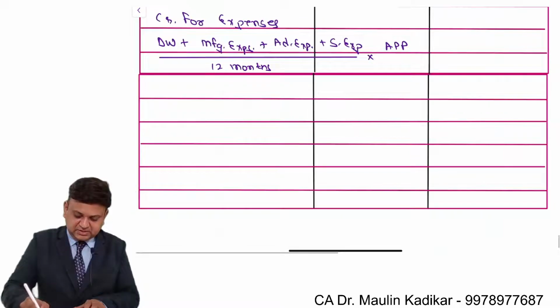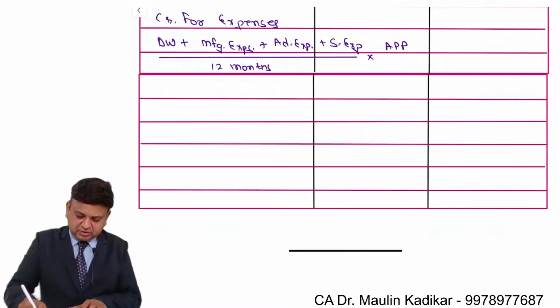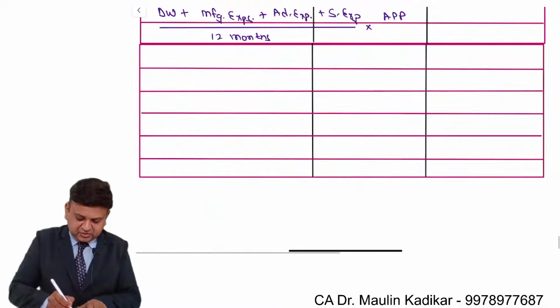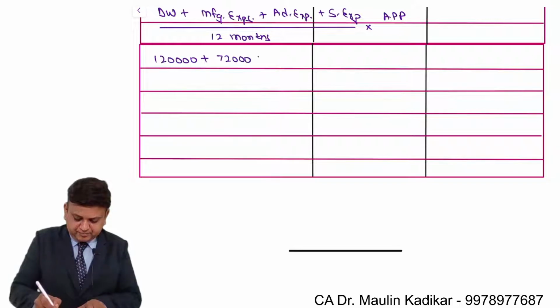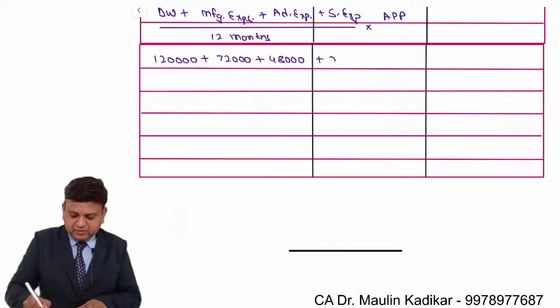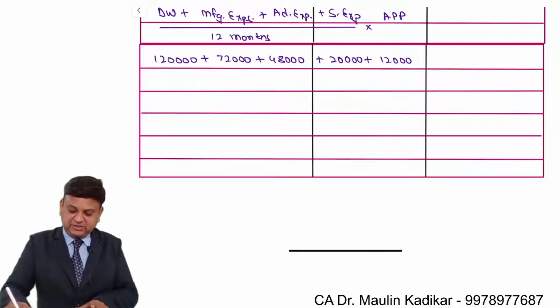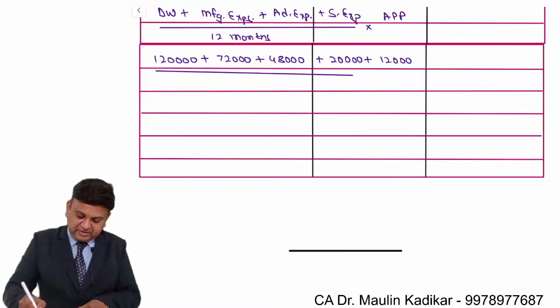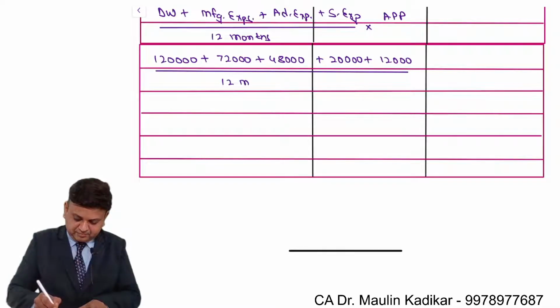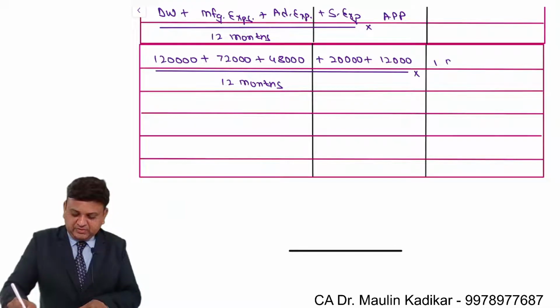So in year 1 it is 1,20,000 plus 72,000 plus 48,000 plus 20,000 plus 12,000. These are the total expenses, divided by 12 months, into the average payment period of 1 month.